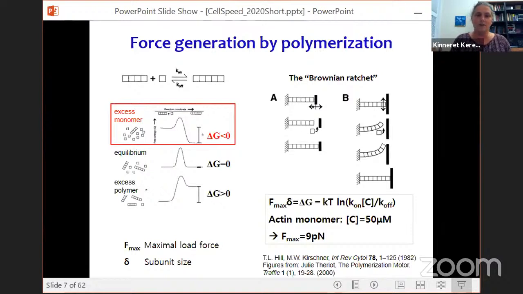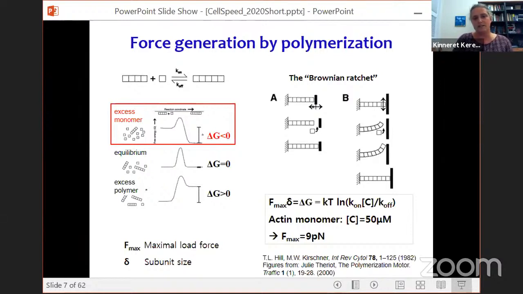This is done through a mechanism called the Brownian ratchet, first identified by George Oster and colleagues. The basic idea is that if we have a polymerizing filament against a load, either the load can fluctuate due to thermal fluctuations or the filament itself can fluctuate. If a large enough gap opens, a subunit can enter and it will ratchet against backward fluctuations.